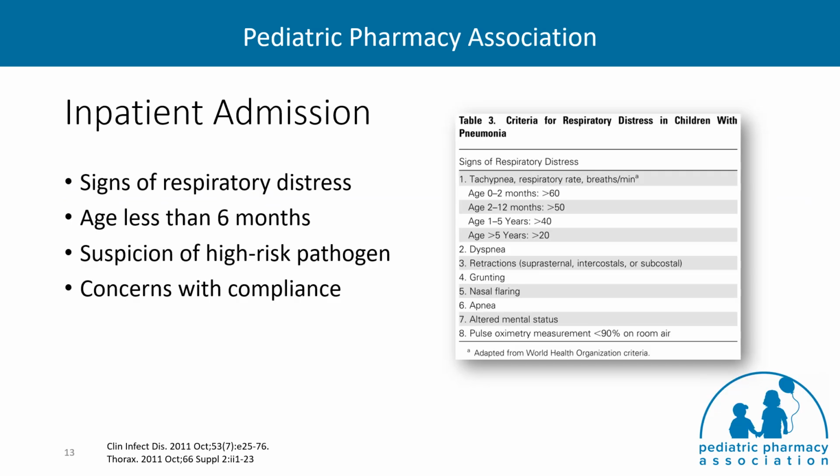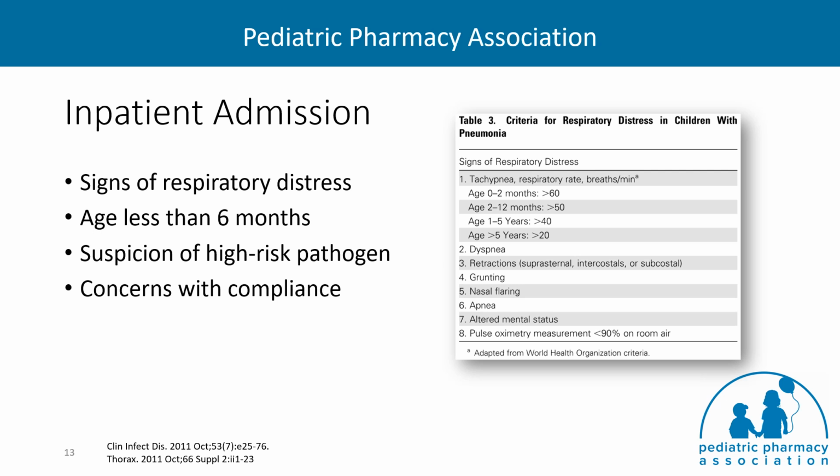An important question to answer is, when should a pediatric patient be admitted to the hospital for management of their pneumonia? A pediatric patient should be admitted to the hospital for pneumonia when they show significant signs of respiratory distress. This is defined as age-specific tachypnea, retractions, grunting, or nasal flaring, especially in neonates and infants, apnea, altered mental status, and oxygen saturation less than 90% on room air.